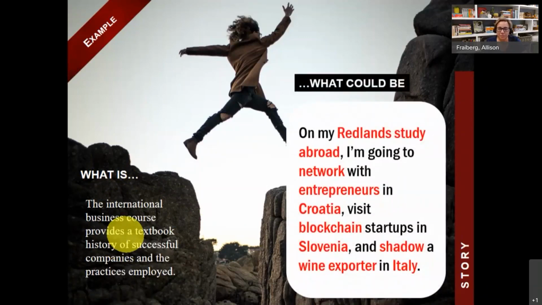But if I want to lead you to what could be, maybe I'm going to talk about, on my Redlands study abroad, I'm going to network with entrepreneurs in Croatia, visit blockchain startups in Slovenia, and shadow a wine exporter in Italy. Look what I've done here. I've replaced the vague terms with specifics. Croatia, Slovenia, Italy, wine exporter, entrepreneur. I've used active verbs. I'm going to network. I'm going to shadow.